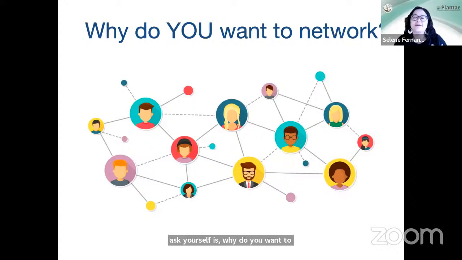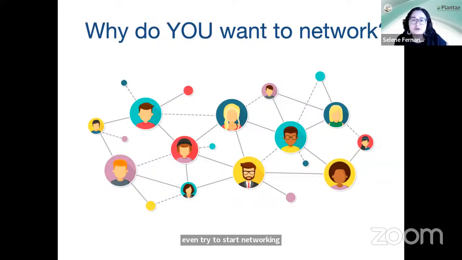So the main question you want to ask yourself is, why do you want to network? Everybody says you should network. I would say the same, but what do you want to get out of it? Where do you want to go next? Who are the people you identify with? This is something you should have very clear before you even try to start networking. You can't just show up to a meeting and say, I am going to network.